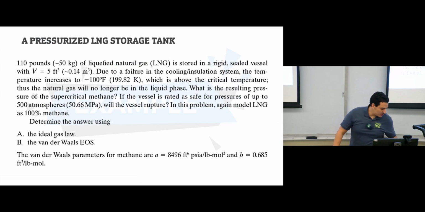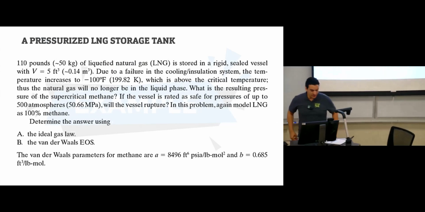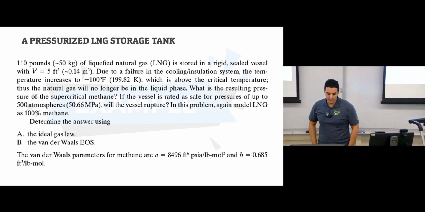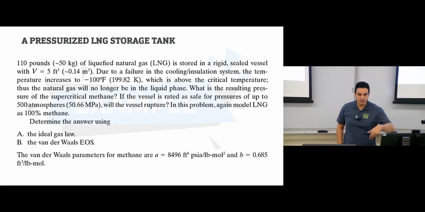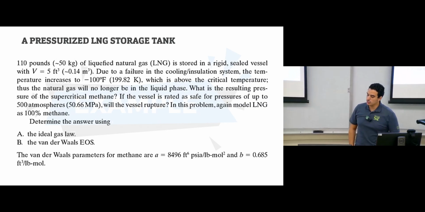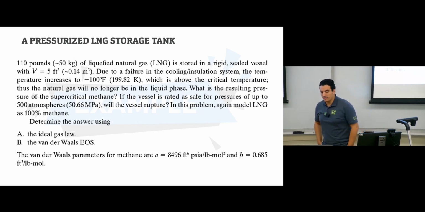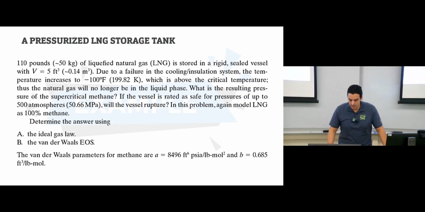The last part that we need to have is an example. In this example, we have 110 pounds, which is equivalent to almost 50 kilograms of liquefied natural gas, LNG, stored in a rigid sealed vessel with volume 5 feet cubed, 0.14 meter cubed. Due to a failure in the cooling insulation system, the temperature and pressure increased to negative 100 Fahrenheit, which is above the critical pressure. Thus, the natural gas will no longer be in the liquid phase.